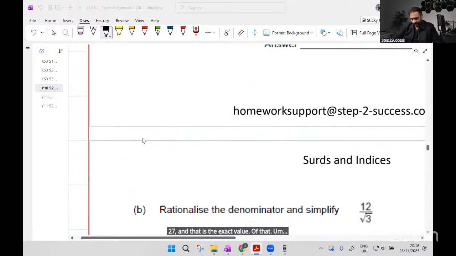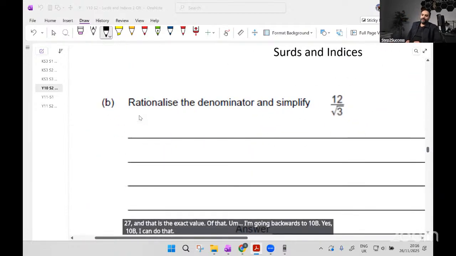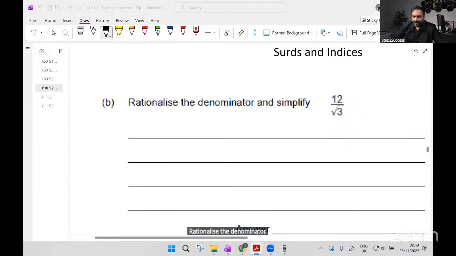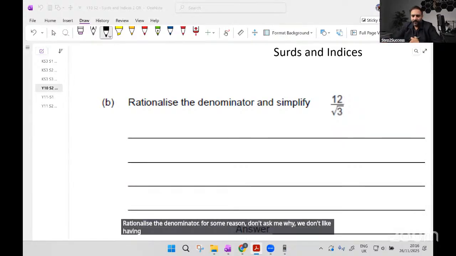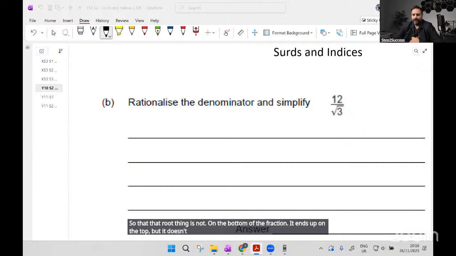I'm going backwards to 10b. Yes, 10b, I can do that. Rationalize the denominator. For some reason, don't ask me why, we don't like having these root things on the bottom of a fraction. So there is a way to change how it looks so that that root thing is not on the bottom of the fraction. It ends up on the top, but it's off the bottom. That's basically what we're trying to do.